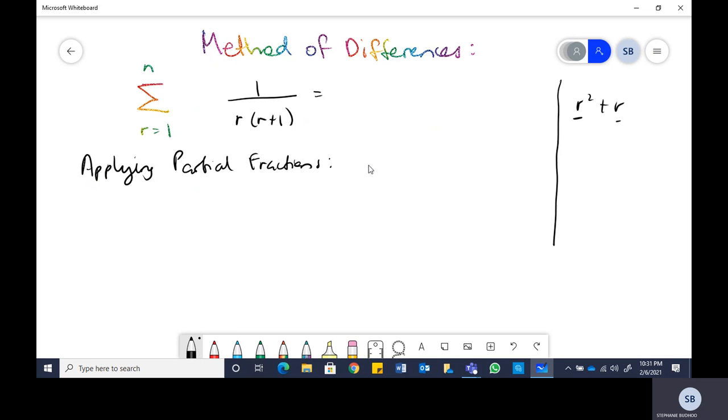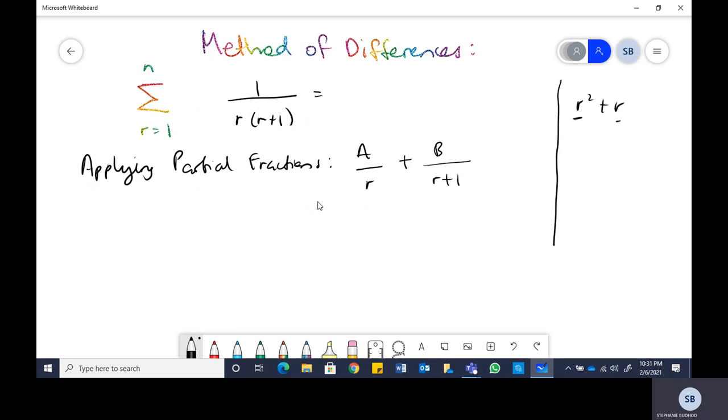Applying partial fractions, this could be written in the form A on r. Remember, it's not in terms of x, so you can't put A on x, right? Just be careful of that when you're dealing with partial fractions in a series. And this is also a linear non-repeated form, so the numerator will just simply be B on r plus 1.